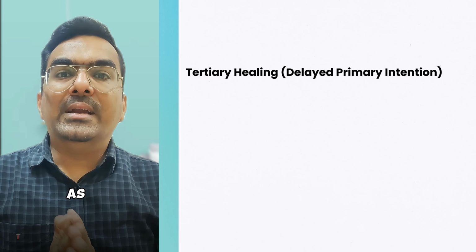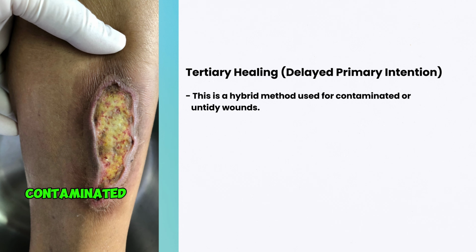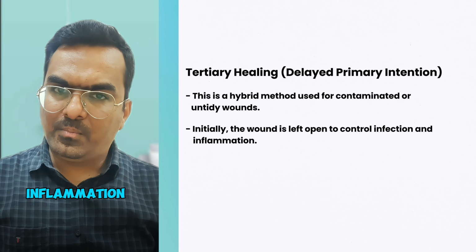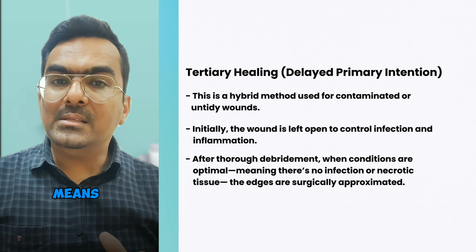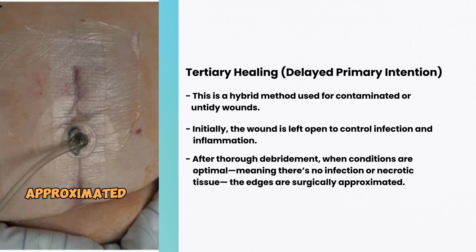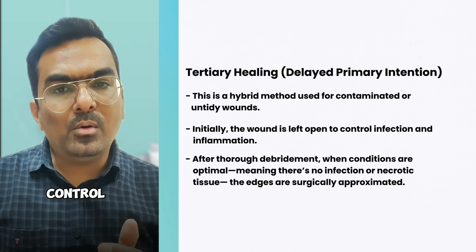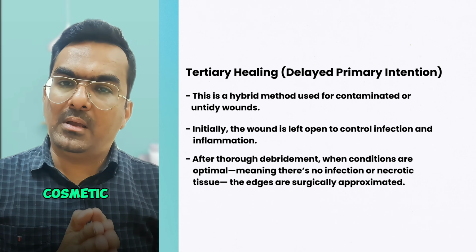Now, the third one is tertiary healing, also called as delayed primary intention. This is a hybrid method used for contaminated or untidy wounds. Initially, the wound is left open to control infection and inflammation. After a thorough debridement, when the conditions are optimal, that means there is no infection or necrotic tissue, the edges are surgically approximated. This combines the benefit of secondary healing, that is the infection control, and primary healing, that is better cosmetic outcomes.